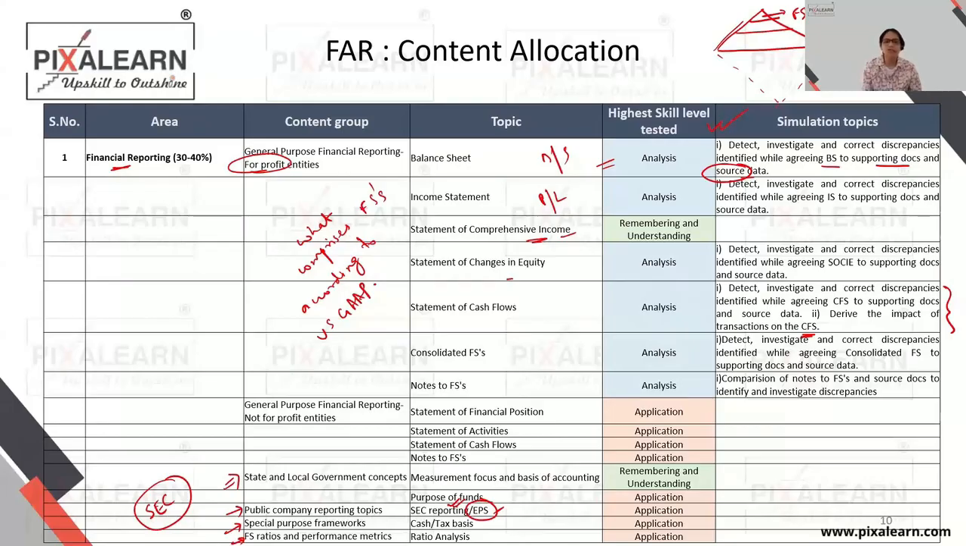The moment you go down, you can see none of these topics can be tested at the SIM level. You can have ratios and some small questions, so not very difficult SIMs, though of course there can be application SIMs. But when you get a question from ratios or government accounting, government accounting will give you only MCQs because they're going to test you at the lowest level of skill.